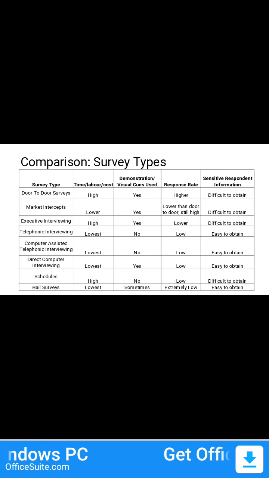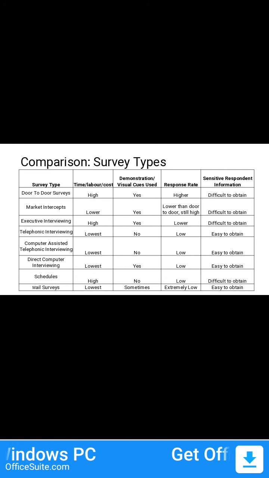Now again, let's assume that I'm asking somebody some questions. I'm probing him on his sexual preferences, a very sensitive piece of information the respondent may not want to answer. So the fourth criteria that we are taking is whether it is easy for me to obtain sensitive information from the respondent when I'm using that particular survey type. So these four will be the criteria.